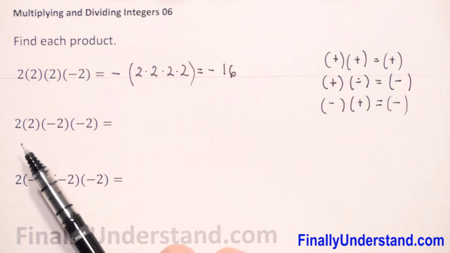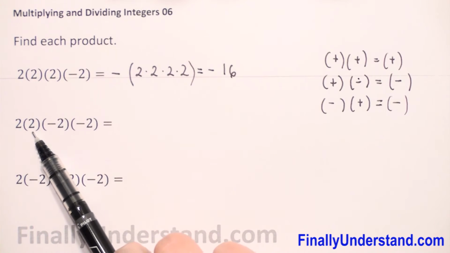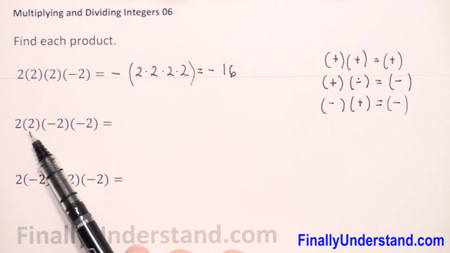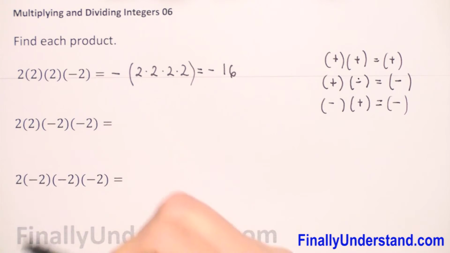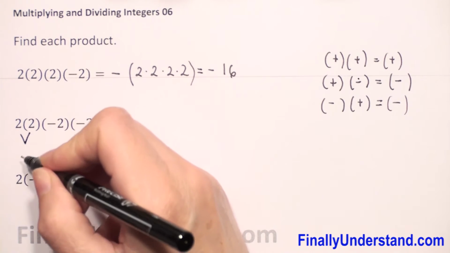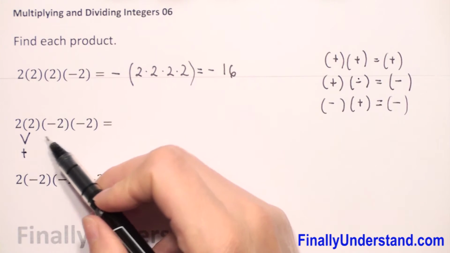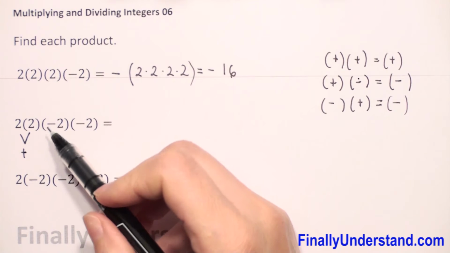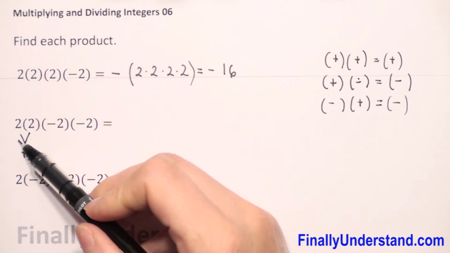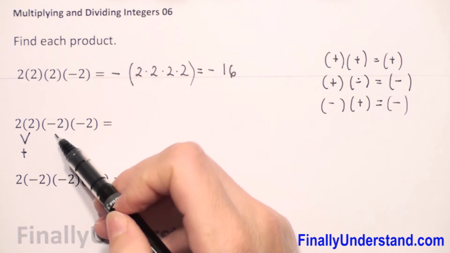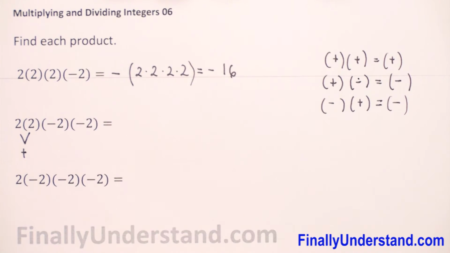Next example, we have positive times positive times negative times negative. So now we have two positive numbers. When we multiply two positive numbers, the answer will be positive. And when we have multiplication, it doesn't matter which numbers we multiply first: 2 times negative 2, or 2 times 2, or negative 2 times negative 2. It doesn't matter when we have multiplication.